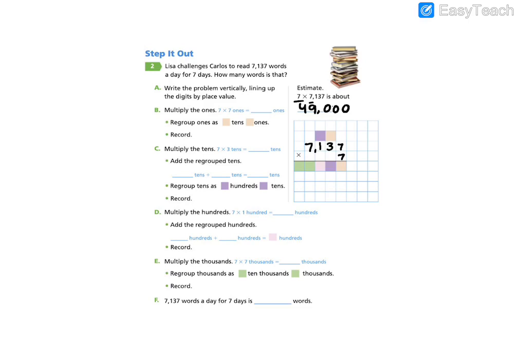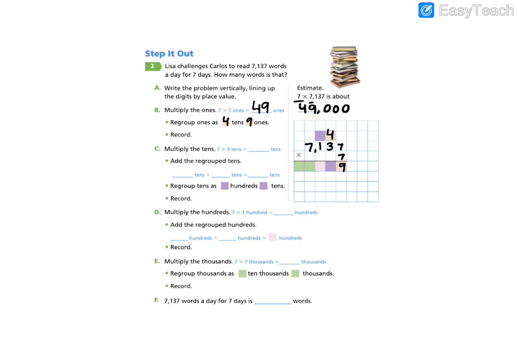All right, over here to the side, it's going to go step by step for us. Multiply the ones. 7 ones times 7 ones is equal to 49 ones. Go ahead and fill in this section to regroup. 49 regroups as 4 tens and 9 ones. The 9 ones go in the ones column. The 4 tens go in the tens to regroup.